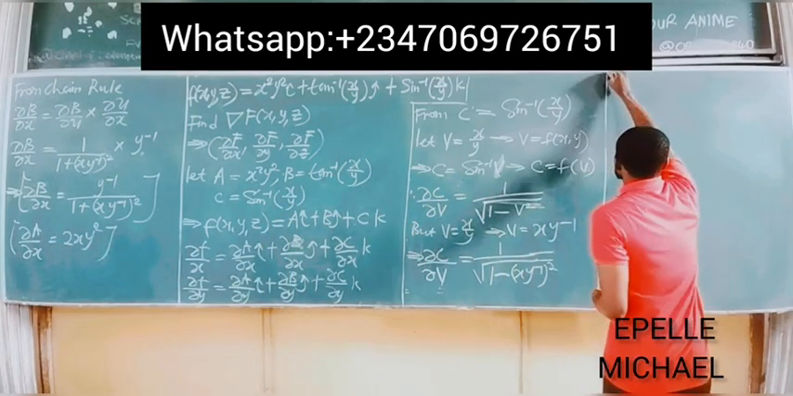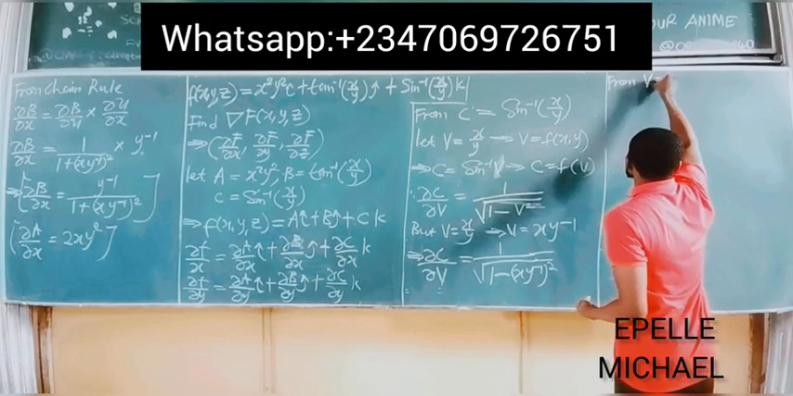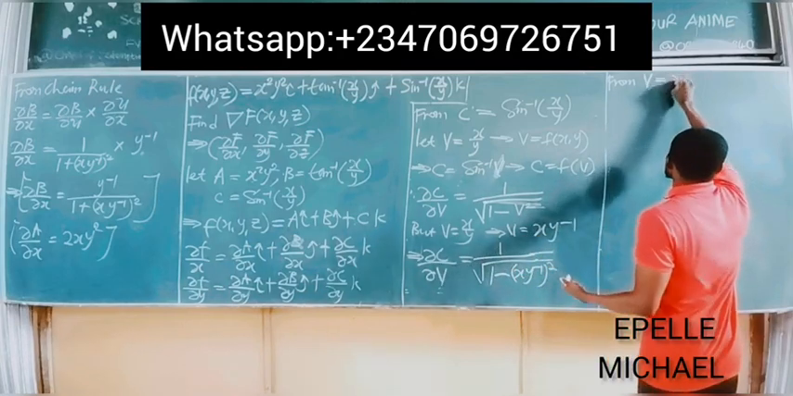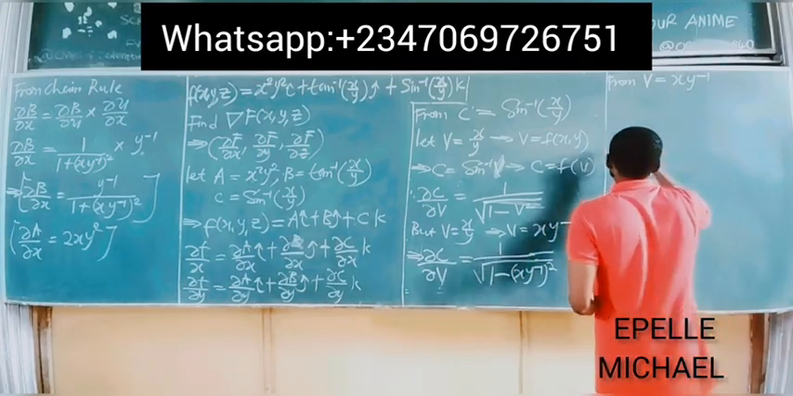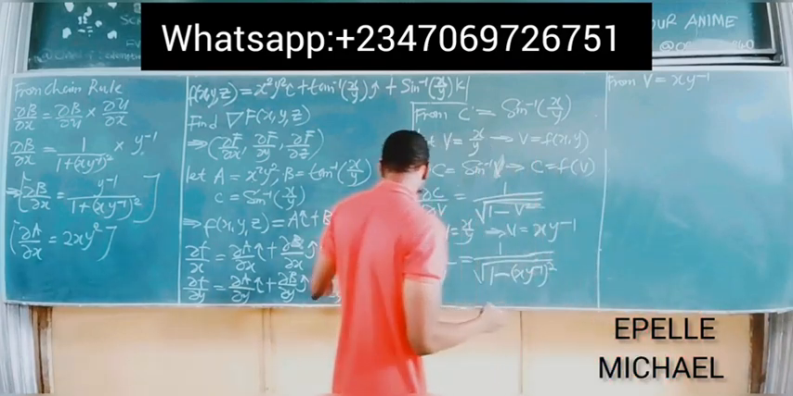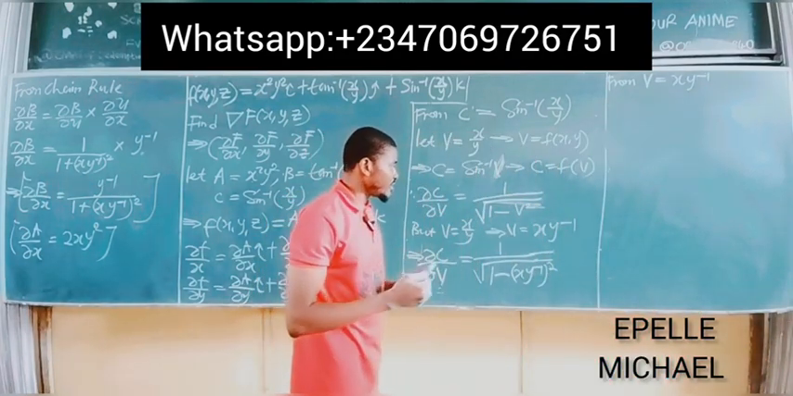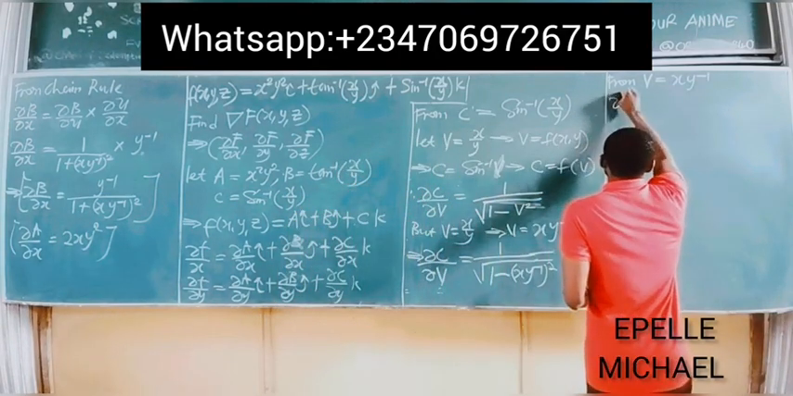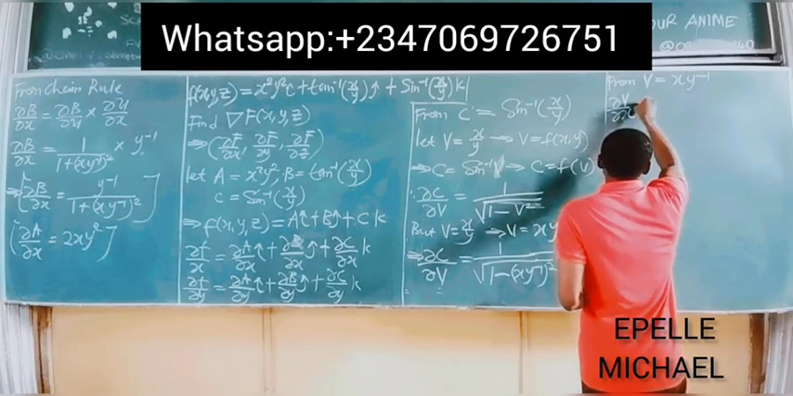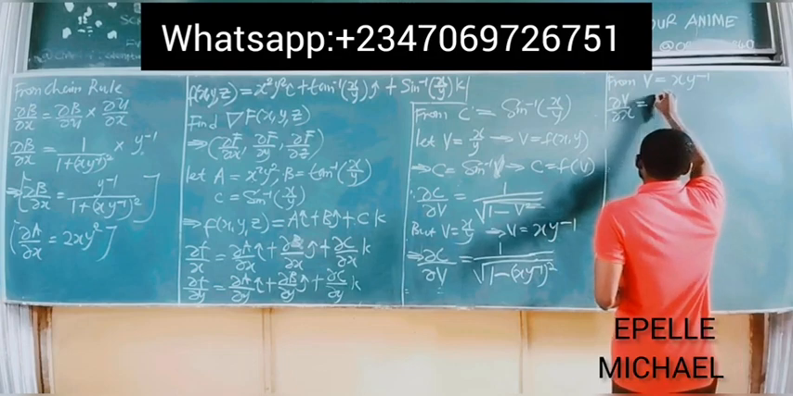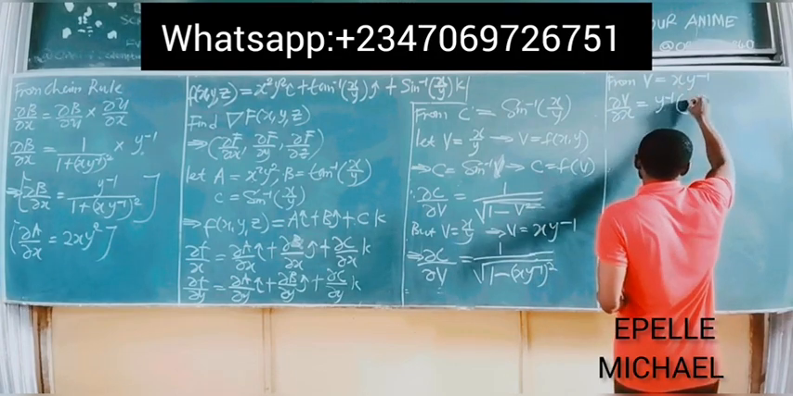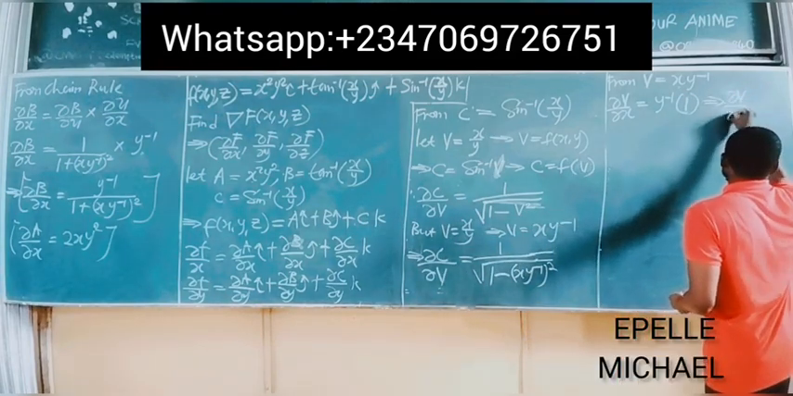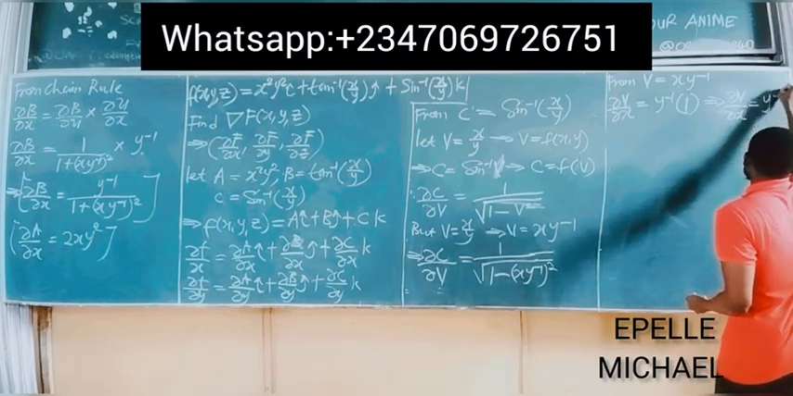So from v is equal to x y to the power of minus 1, we can now differentiate v. Since I'm looking for partial c partial x, it means I have to differentiate v with respect to only x and keep y as a constant. So partial v all over partial x is now equal to, so I will simply treat y to the power of minus 1 as a constant and differentiate x. If I differentiate x, I will simply have 1. So this simply means that partial v all over partial x is simply y to the power of minus 1.